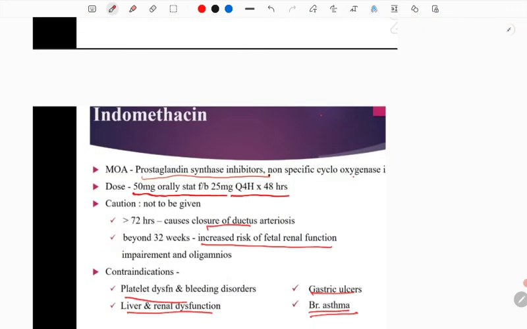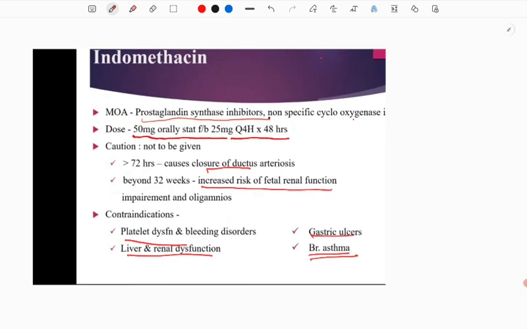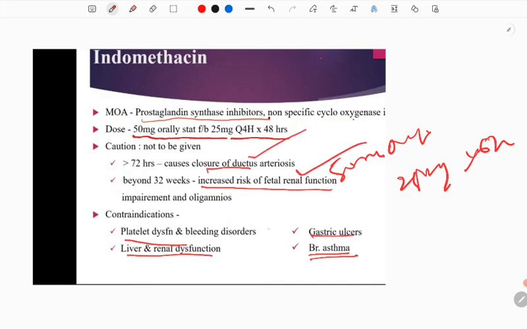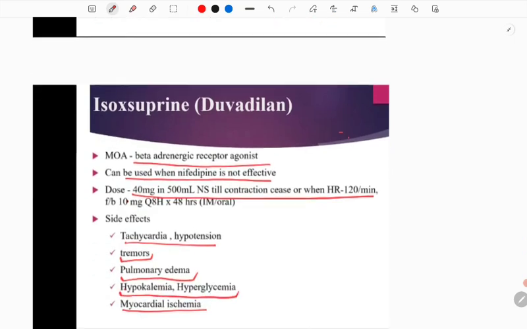Indomethacin, a prostaglandin synthesis inhibitor, non-specific cyclooxygenase inhibitor, 50 mg orally start followed by 25 mg 4 hourly for 48 hours. Caution: use before 32 weeks; beyond 32 weeks it increases the risk of renal function impairment. Contraindicated in renal dysfunction, liver dysfunction, gastric ulcer, bronchial asthma.